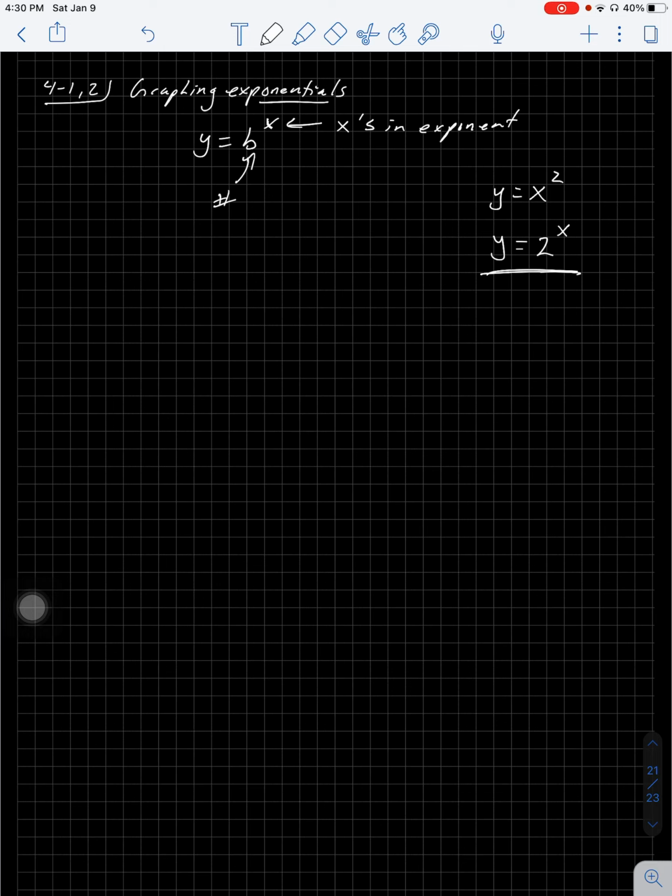The basic graph, which I would memorize, always starts at 0, 1. So start points are at 0, 1, and 1 comma b. I'm going to call this value b, whatever the base is, that starting value. So if it's a 5, it'll be 1 comma 5. If it's a 10, it'll be 1 comma 10.